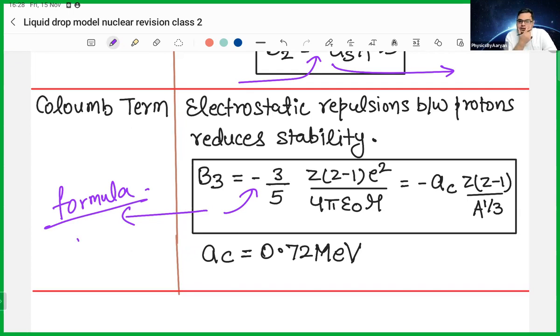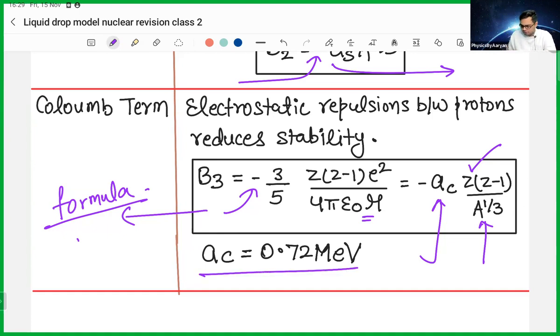Another point here is that you can simplify this and write it with a Coulomb's constant AC, z into z minus 1 will remain as such. You also know that R depends upon A to the power 1 by 3. Then you collect all the constants and call it AC. This is the only term in which we know the constant. This constant will not come from the experiment; we know it for sure. AC is 0.72 mega electron volt.